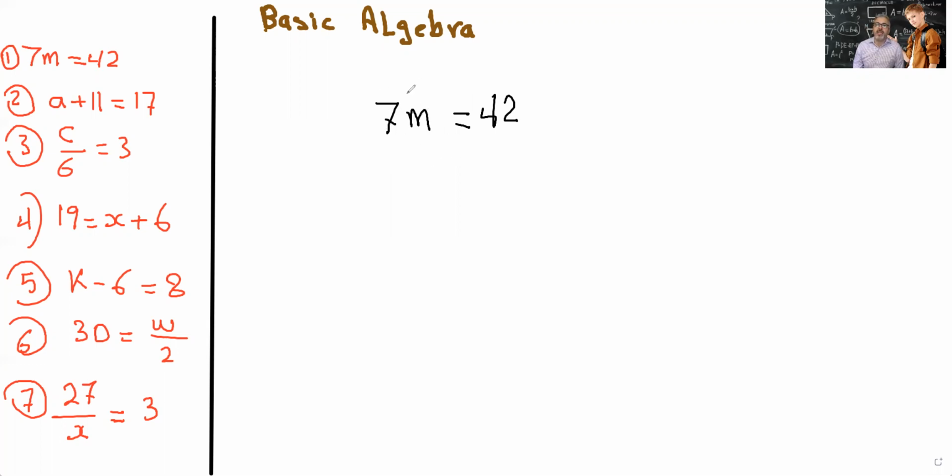So if we want to isolate the m, since this relation is multiplication, we do the opposite. We divide both sides by 7. Now I'm isolating the m because these will cancel, and 42 divided by 7 is 6. And this question is done.